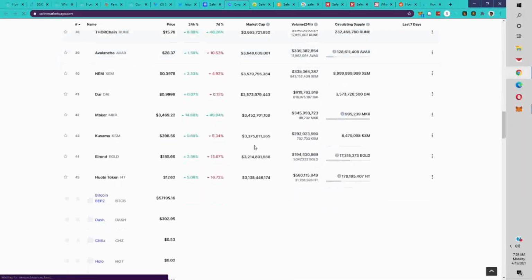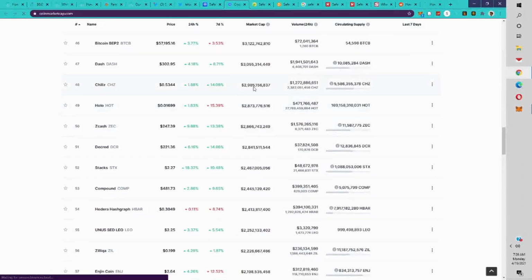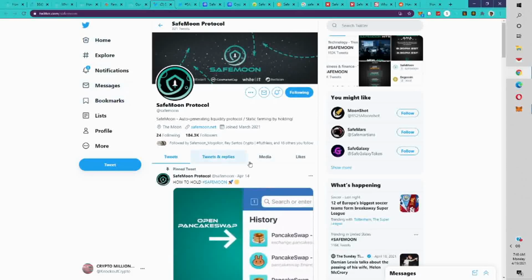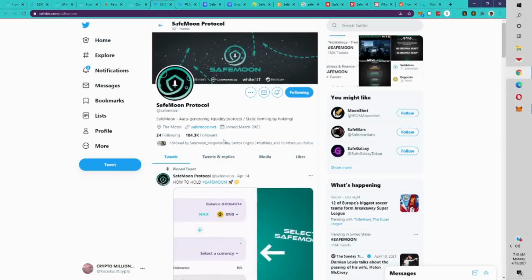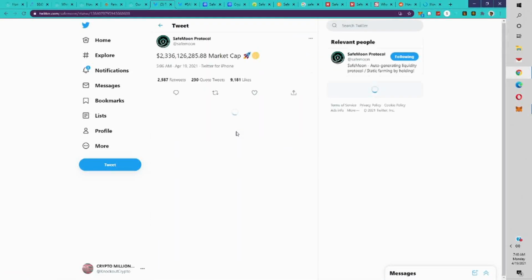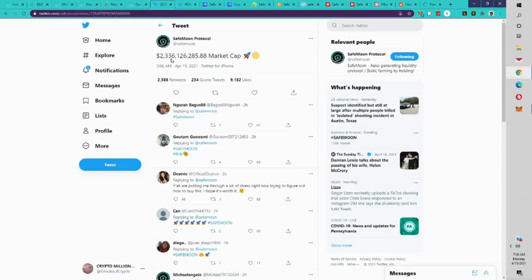You're talking about a coin that's around the price of Dash, Chiliz, Holo. Zcash is around $2.8 billion. Decred, Stacks, Compound's at $2.4 billion. So Safemoon is actually bigger than Compound right now, so that's huge. They have over 184 followers on Twitter, so there's a lot of demand. Look at the market cap. Even they're confirming the market cap of Safemoon is $2.3 billion. So this is huge, $2.3 billion. That's amazing.